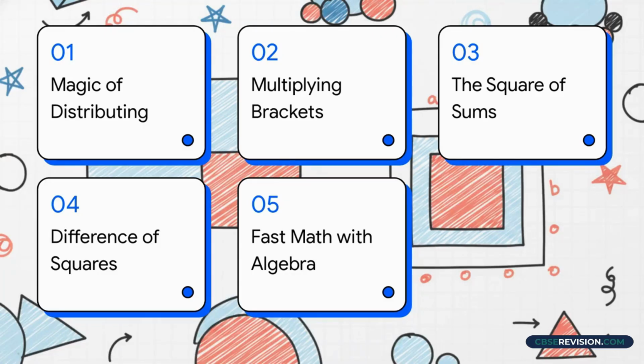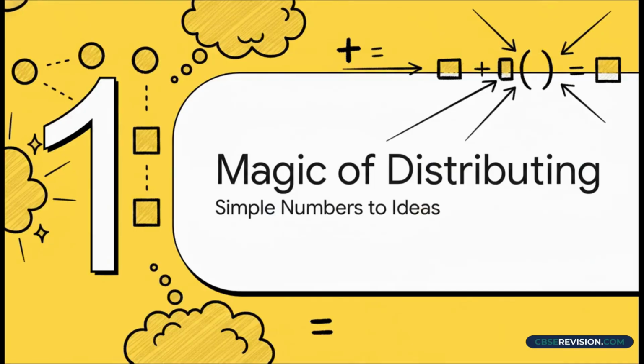Here is our path for today. First, we'll look at the magic of distributing. Second, multiplying two brackets together. Third, the square of sums. Fourth, the difference of squares. And finally, number 5, fast math with algebra. Let's start with Section 1, the magic of distributing, from simple numbers to big ideas.